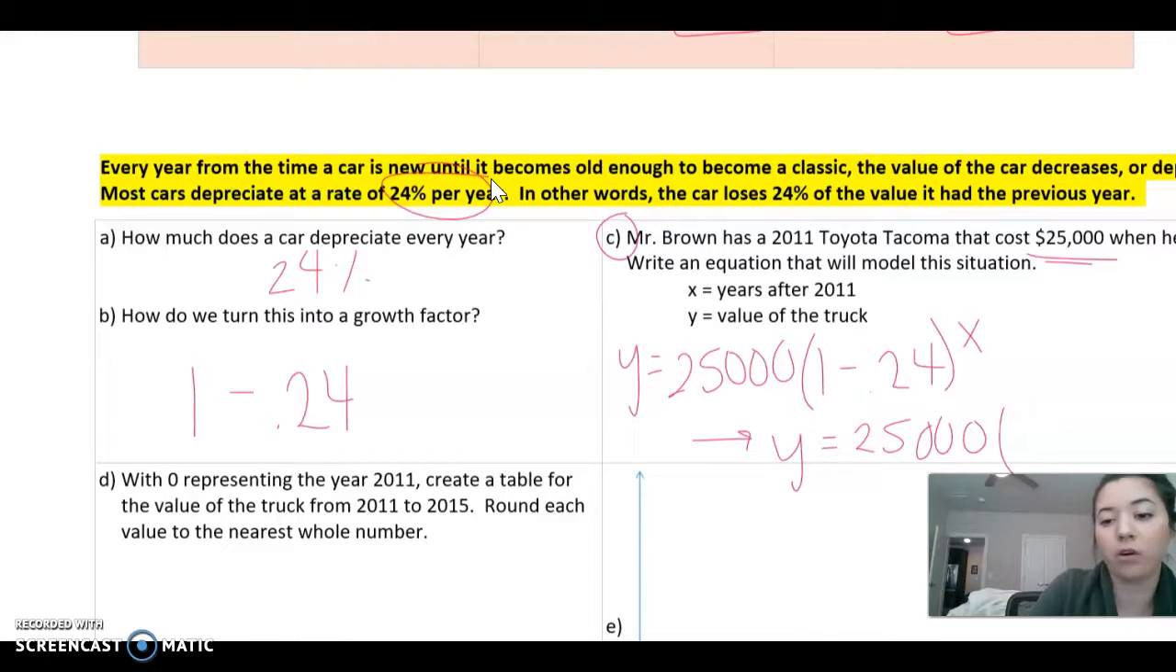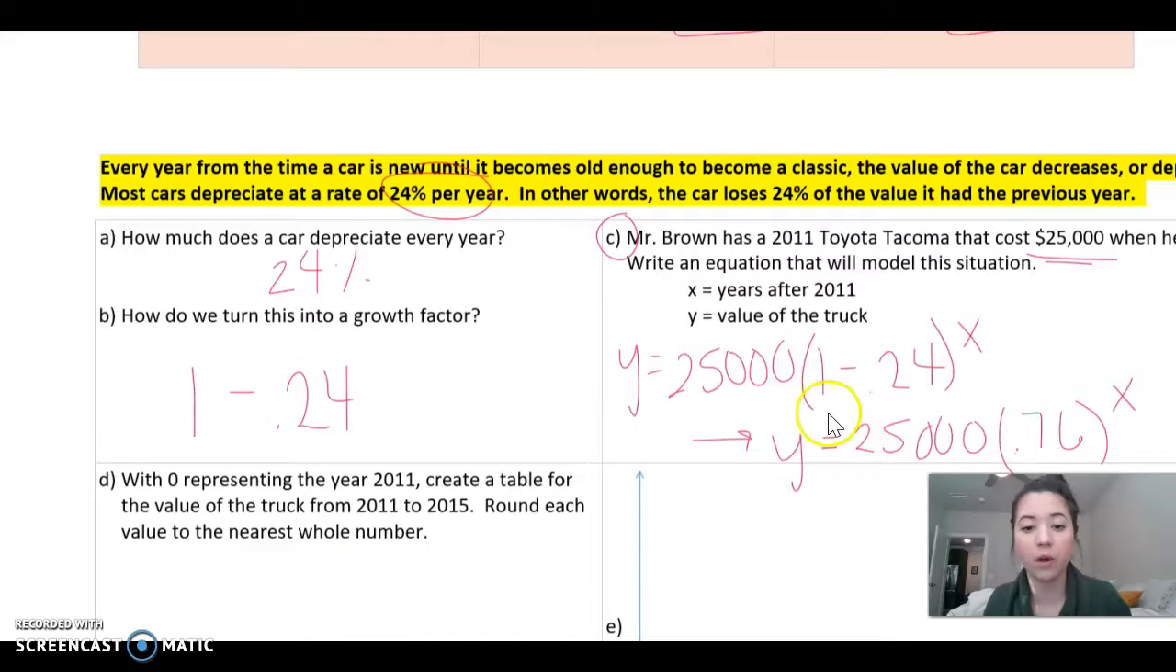So my final equation is going to look like that. That is the equation I'm going to use. So again, this says it is decreasing, depreciating, which gives me 1 minus my rate as a decimal. We plug that in for our multiplier, and we can simplify that to get our actual multiplier, 0.76.